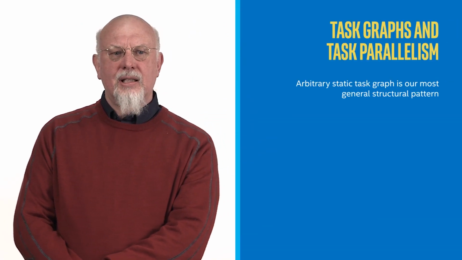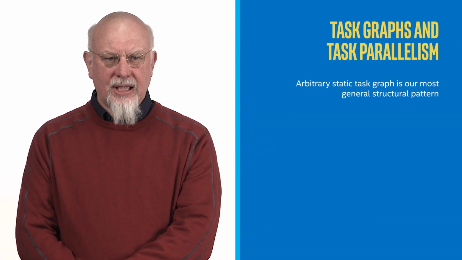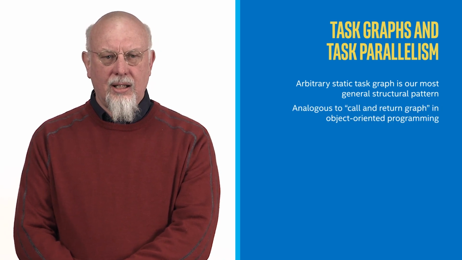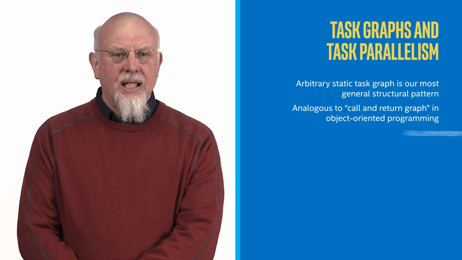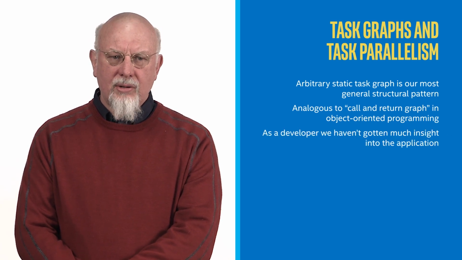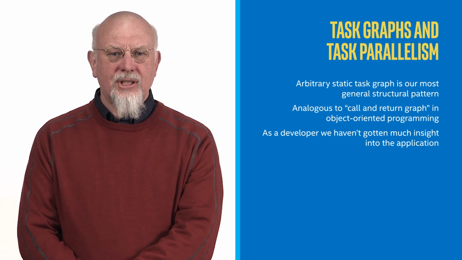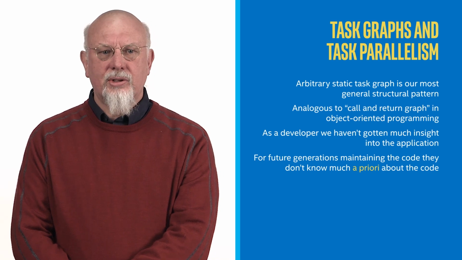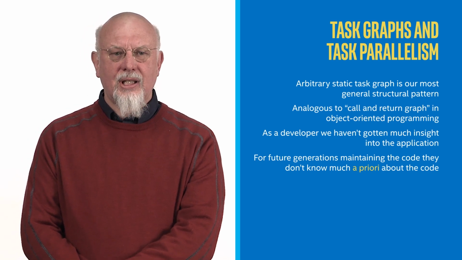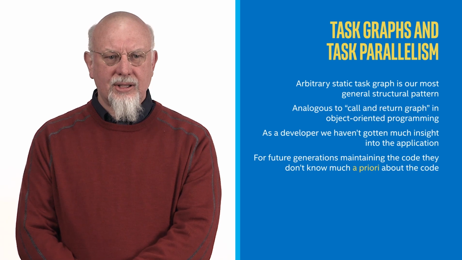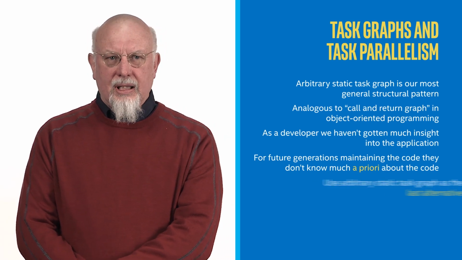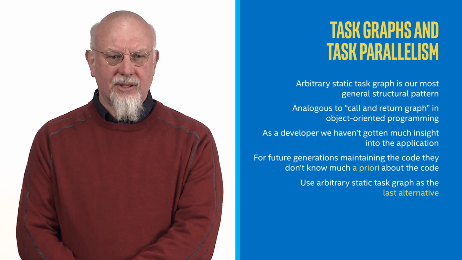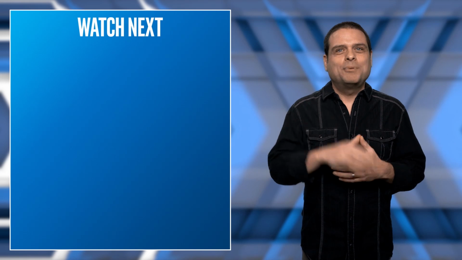Now, one thing to think about is that the arbitrary static task graph is a bit analogous to the Garlan-Shaw call and return architecture in object-oriented programming. As a developer, when we know that someone has used a static task graph, we haven't got much insight into the application. And for future generations maintaining the code, they also don't know much a priori about the code if they see in the documentation that it uses an arbitrary static task graph. So we listed this as the last structural pattern, and our general advice is to use it as the last alternative for those reasons.